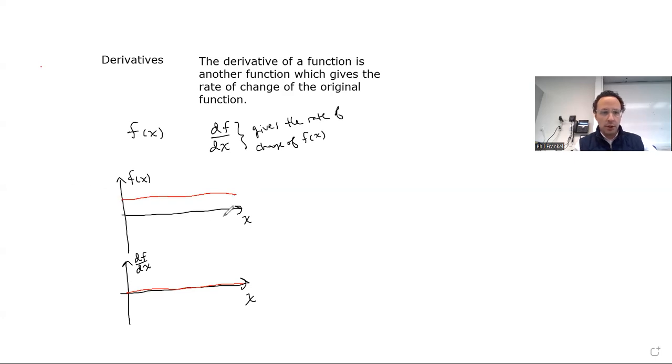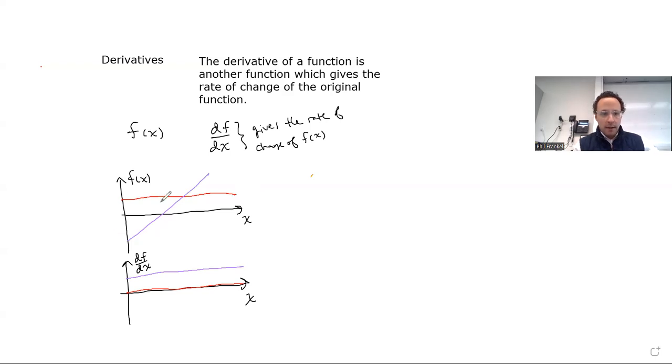I'll use orange. Okay, so let's say I have this function. Actually, orange is a terrible choice. It doesn't contrast with the red very well. How about purple? This purple function has a constant positive rate of change. You can see by now I'm referring to the slope graphically. So a constant positive slope, and that means its derivative has a constant positive numerical value.